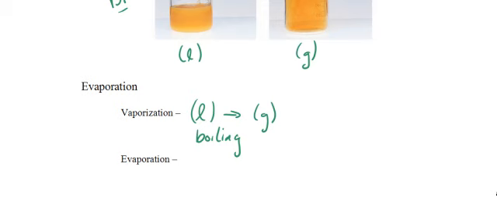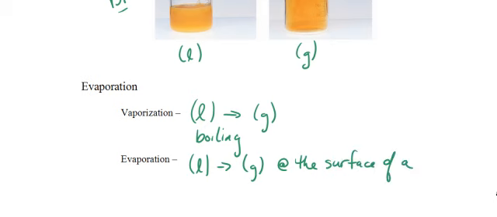Evaporation is also going from a liquid to a gas, but it's done at the surface of a liquid that is not boiling. Obviously, water evaporates off of lakes and streams and whatnot in the middle of the summer. Actually, they evaporate all the time.